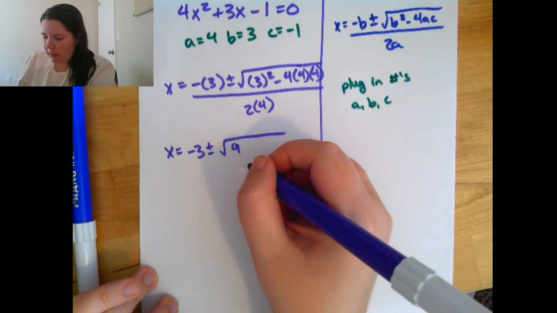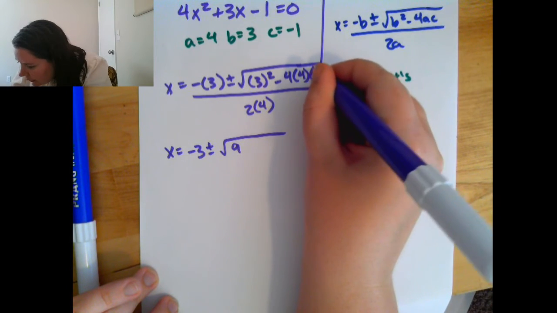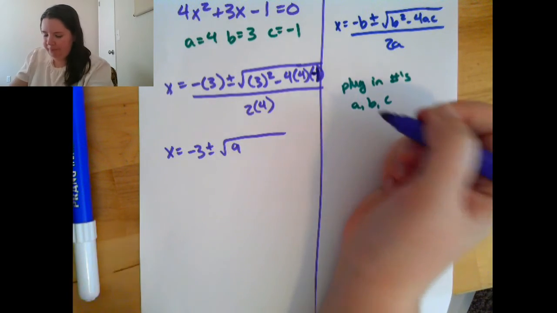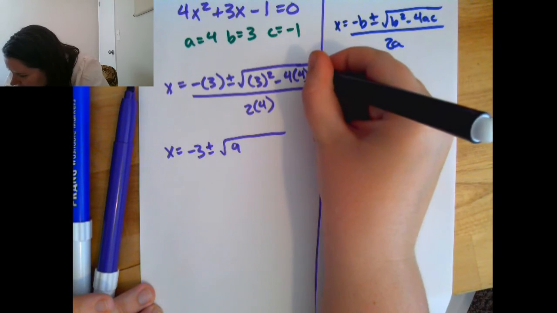Oh, did I make a mistake? I did. That looks like a 4, but it's actually negative 1. It's hard to read my writing there. Negative 1.